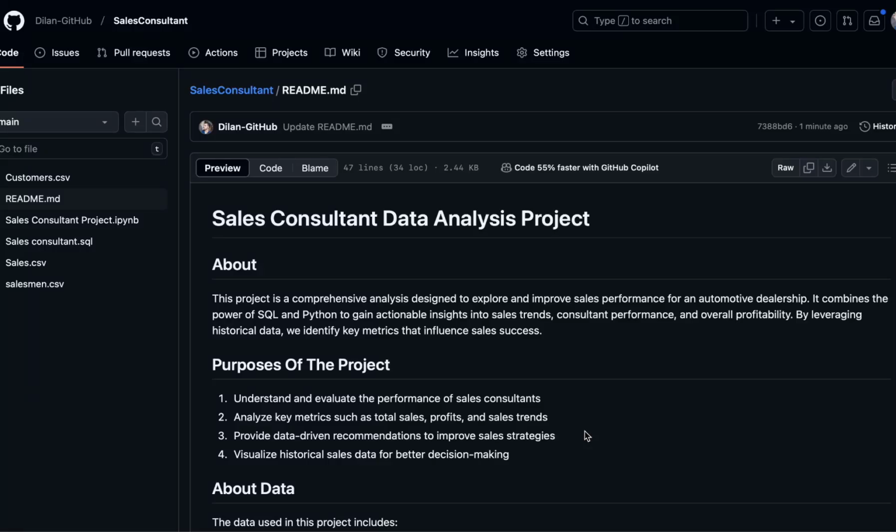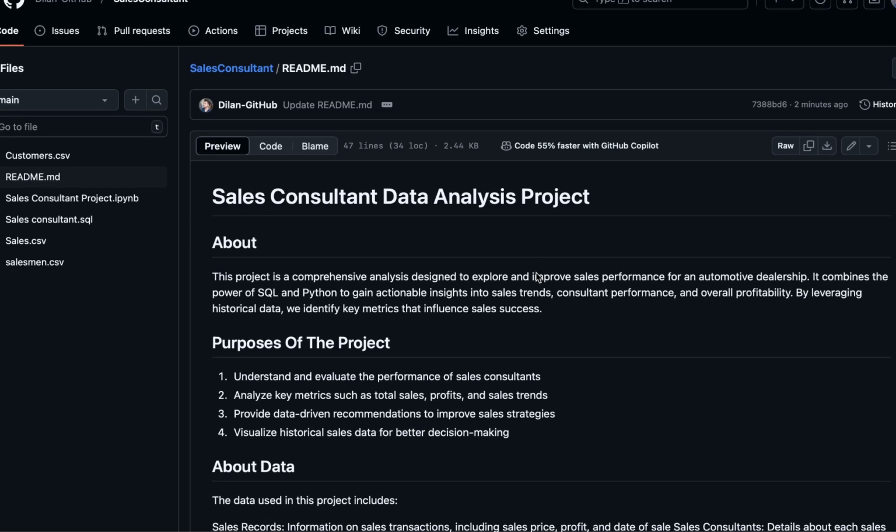Today we're going to be going over a sales consultant data analysis project that was created and conducted by myself. Everything that we're going to be going over in this project is going to be linked below in the description. You'll have access to the CSV files and the other associated material related to this project.